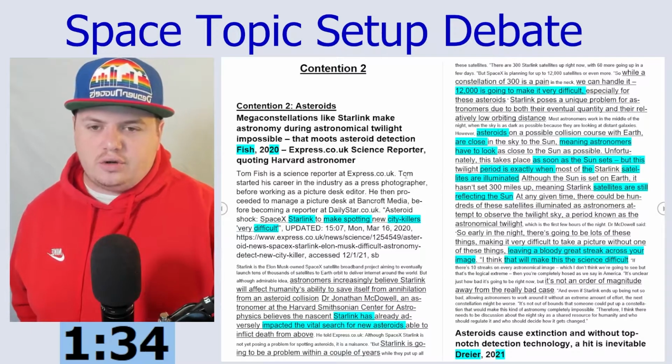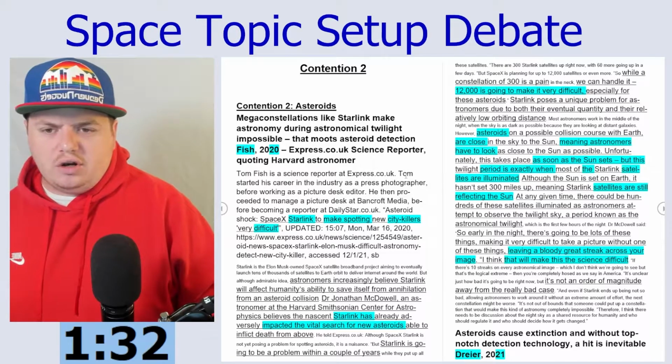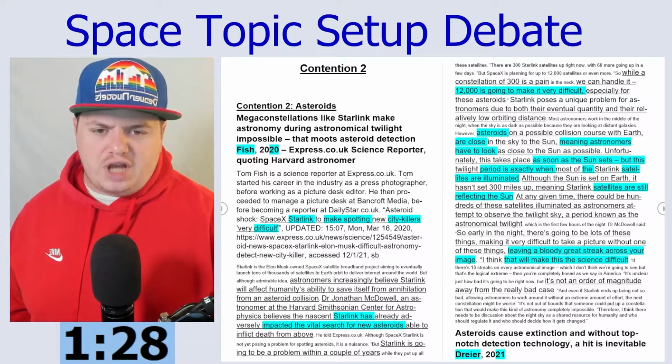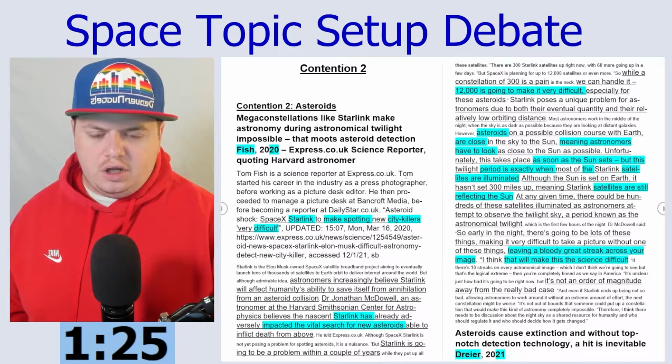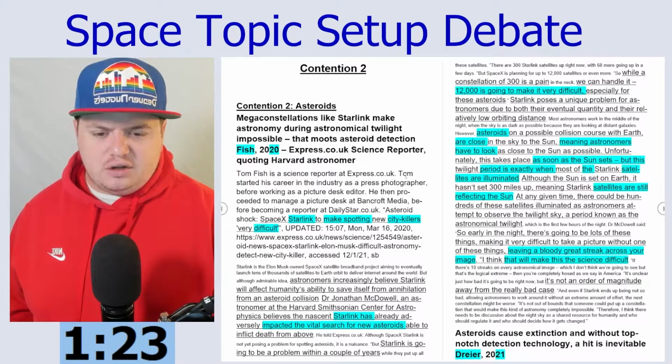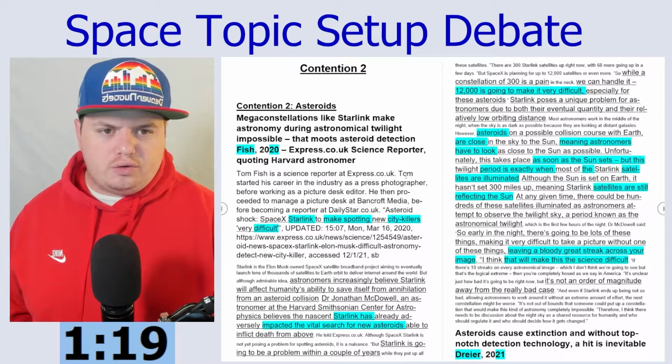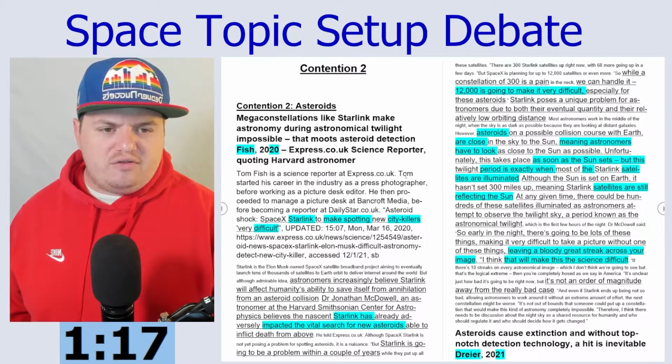Contention 2 is asteroids. Megaconstellations like Starlink make astronomy during astronomical twilight impossible, which moots asteroid detection. Fish, '20: Starlink makes spotting city killers difficult. Starlink has impacted the vital search for new asteroids. 12,000 is going to make it very difficult.